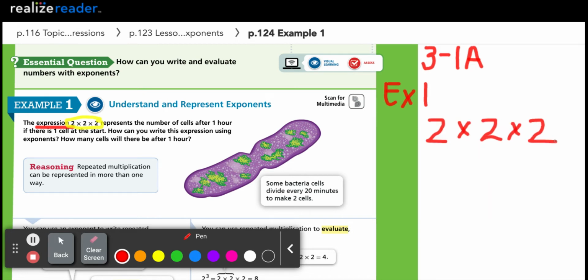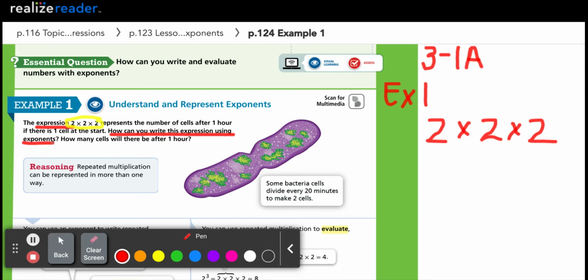So let's rewrite that expression 2 times 2 times 2 into your notebook and forget about all of this science talk with the number of cells. Let's just figure out what they want us to do. They want us to write this expression using exponents. Okay, well, if we're going to be writing an expression using exponents, that means we need a base number and an exponent.